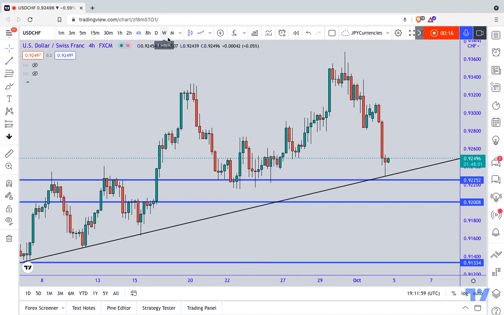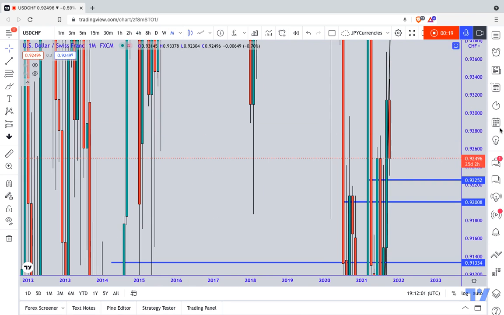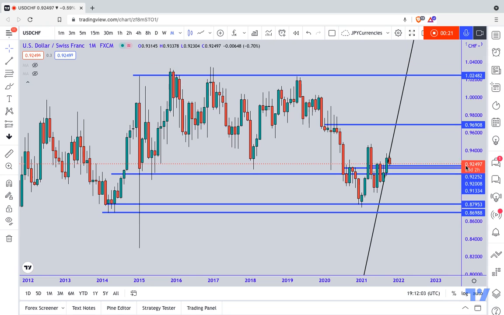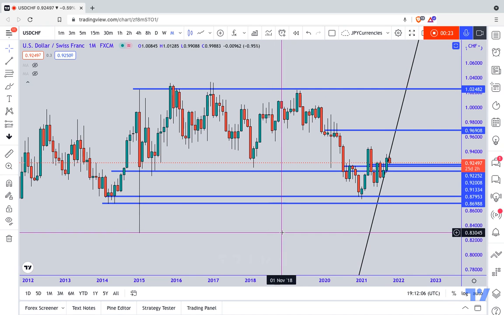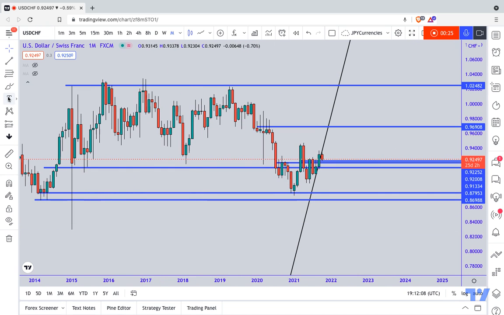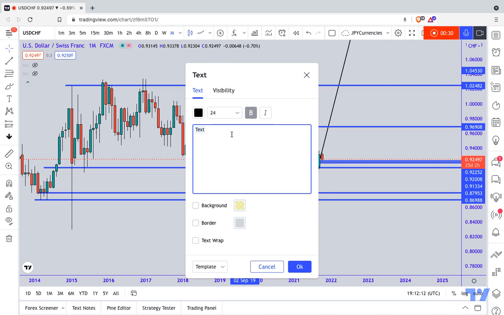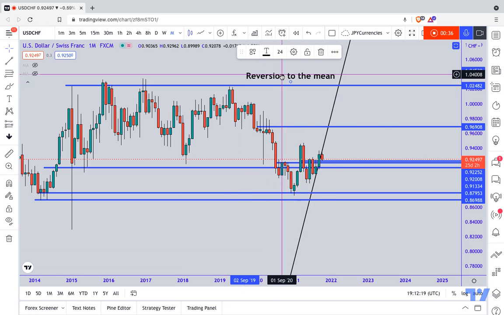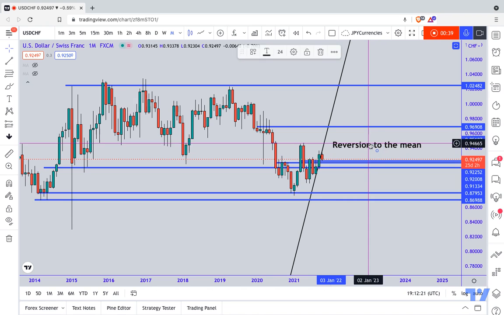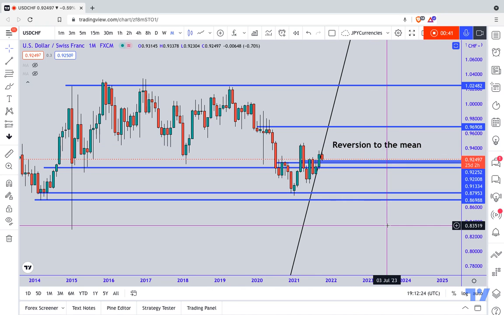Let's just hop to the monthly chart quickly, because on this chart I want to talk about a topic that's called reversion to the mean. What this basically means is reversing back to the average price.